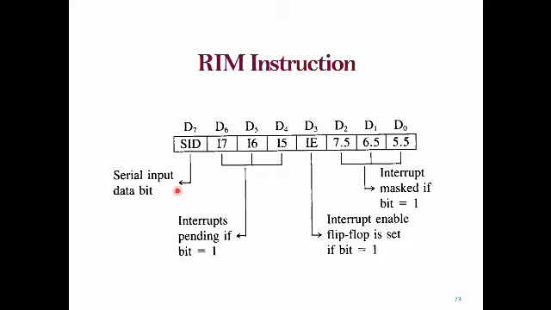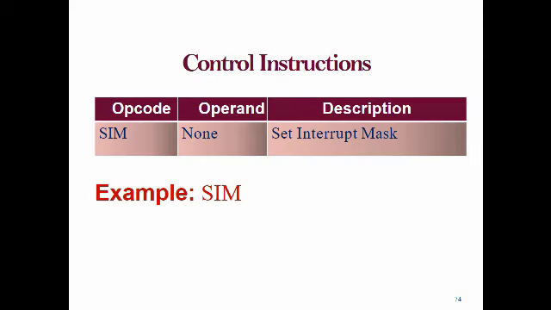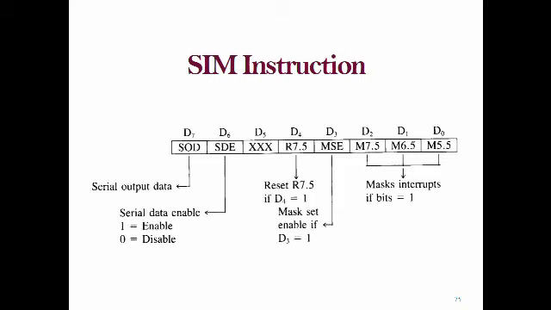Similarly, there is a SIM instruction, that is set interrupt mask. Bits D0 to D2 will mask the interrupts 5.5 to 7.5 if set. Bit D3 stands for mask set enable. If it is equal to 1, in that particular case, it will enable the interrupt mask. Bit D4 will reset the RST 7.5, and bit D5 is reserved. Bit D6 stands for serial data enable. If it is 1, we can enable the serial data. If it is 0, the serial data will be disabled. Bit D7 stands for serial output data.